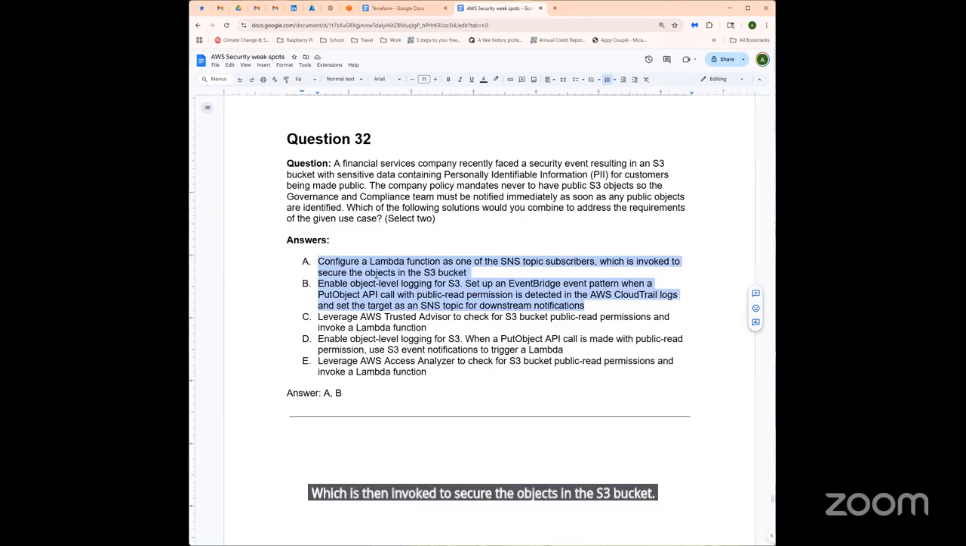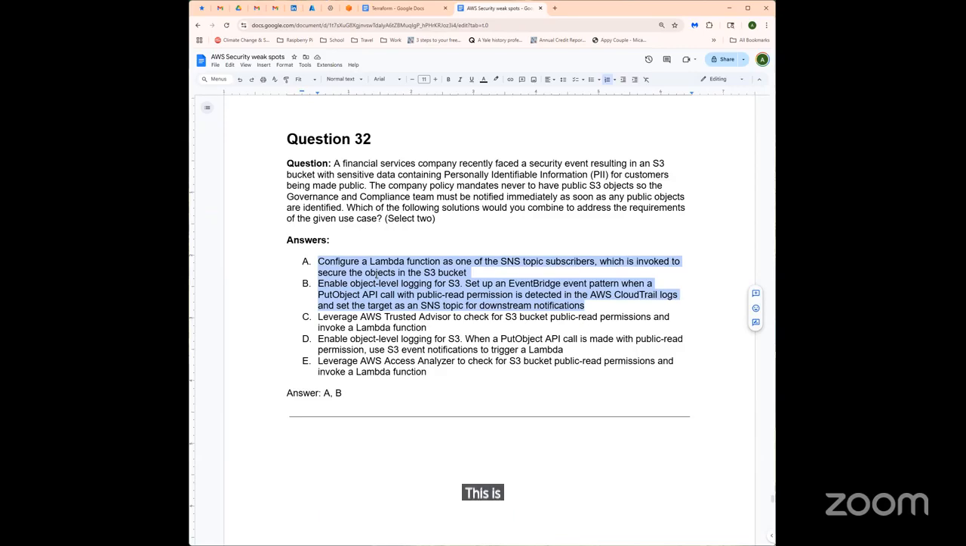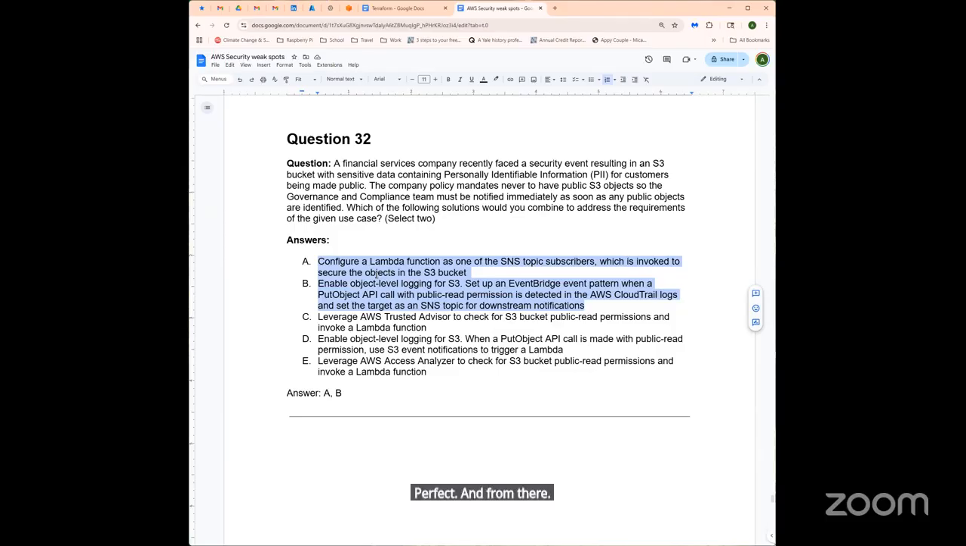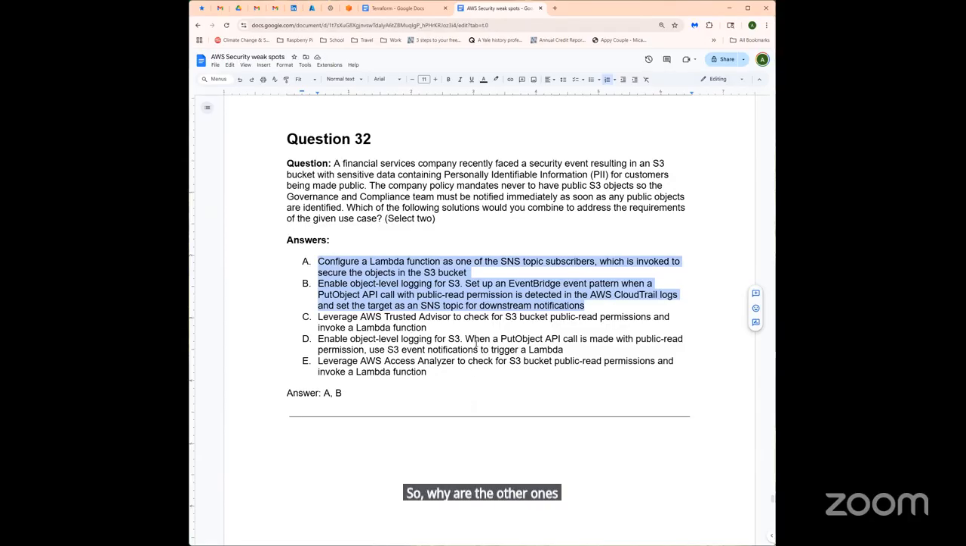Okay, so why is this correct? Object level logging captures the put object API calls with public read permissions in the CloudTrail. This is perfect for seeing this public object. EventBridge, the event-driven situation, can analyze the logs and trigger an SNS notification. Perfect. And from there, a Lambda function can automatically remediate this and secure the objects. So why are the other ones incorrect?